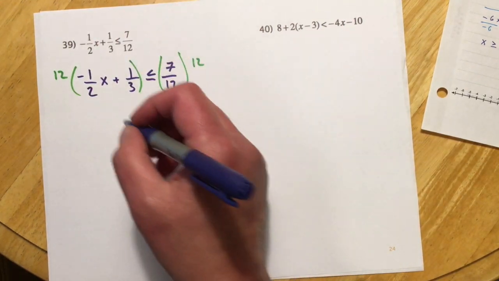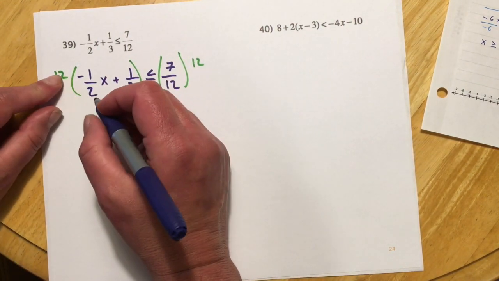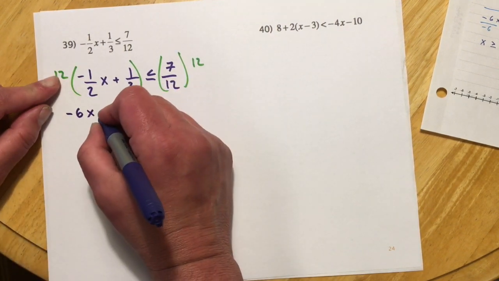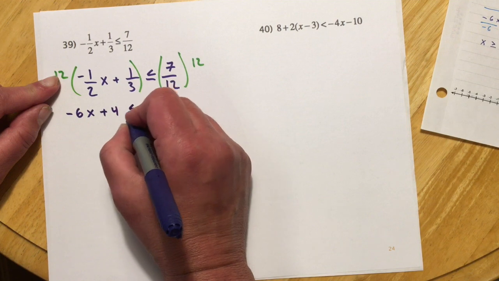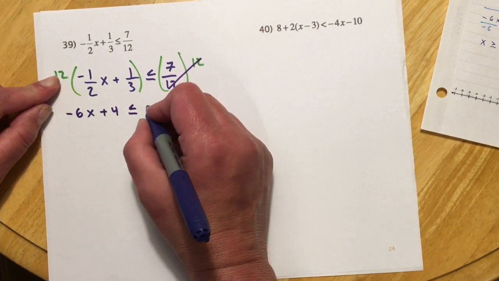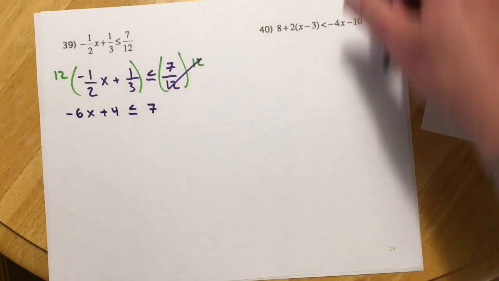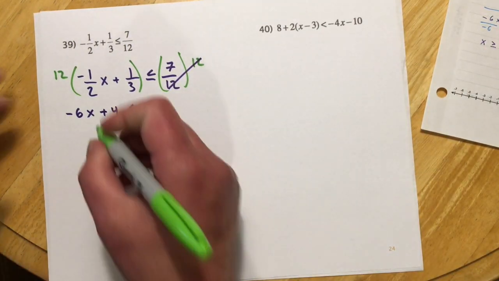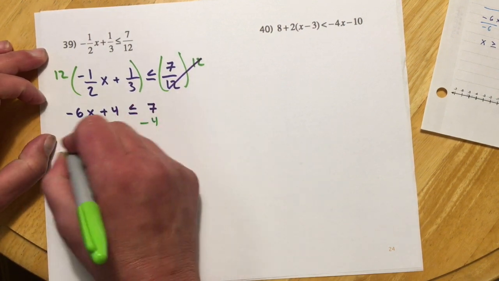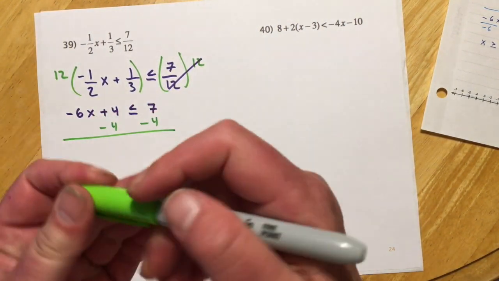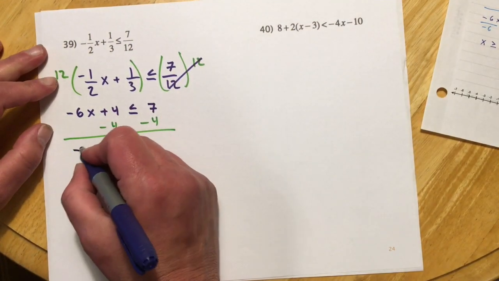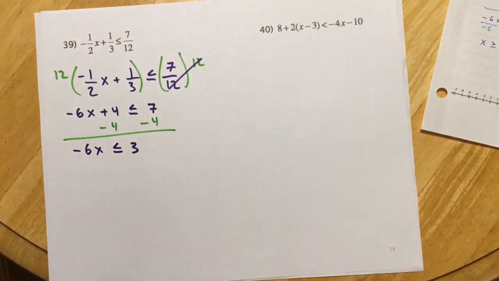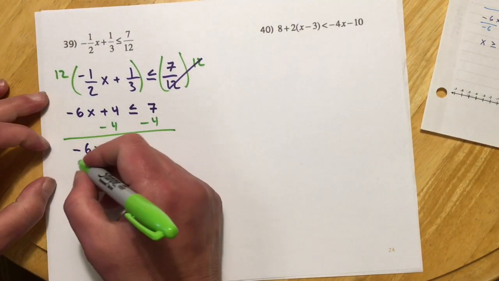And this one's pretty friendly with those ones, so I'll just kind of clear it in place. 2 goes into 12 6 times, so this will be negative 6x. 3 goes into 12 4 times, so plus 4, less than or equal to, the 12s cancel, and that will be 7. And then we're down to our regular solve. So subtract 4 on both sides, and get negative 6x is less than or equal to 3, and then divide both sides by negative 6.